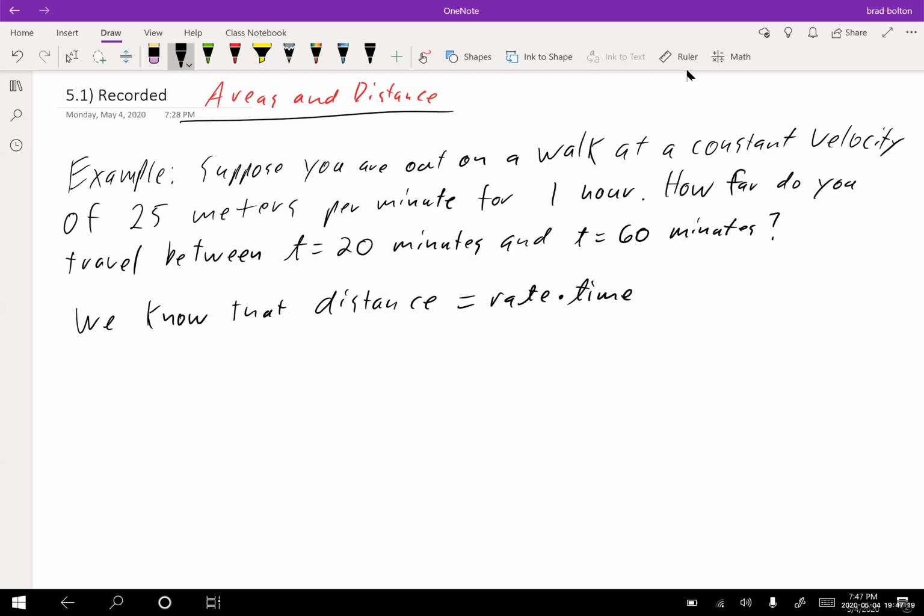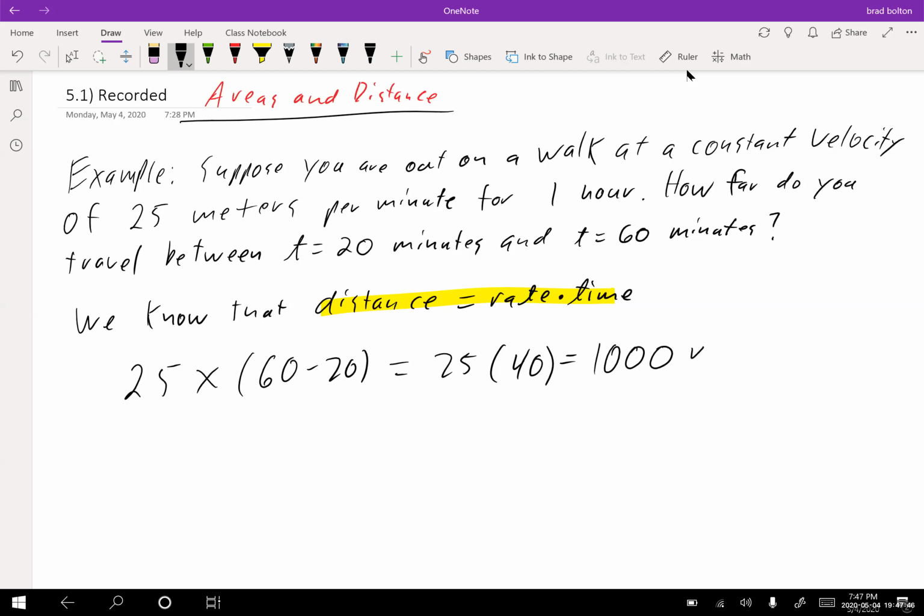So we know that distance equals rate times time is a formula that we can use whenever we need. So without much thought, we can think of this as 25 times 60 minus 20 minutes. So we're going to be traveling for 25 times 40, which will equal 1,000 meters. Okay, so this is our distance. Distance equals 25 times 40, which is 1,000 meters.